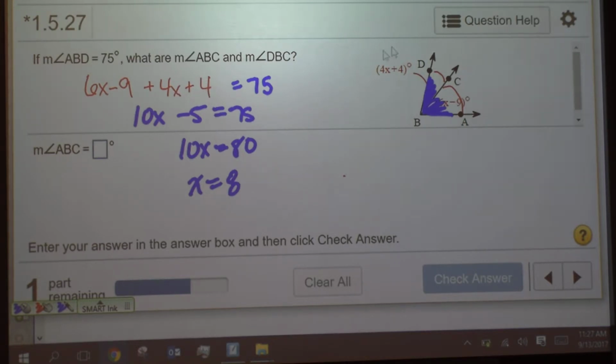Okay. The next thing they want to know is what is angle ABC. So make sure that measurement of angle ABC. So they want a number back. So we come find ABC, this angle over here, and we're going to just plug in 8 to that expression. So what's 6 times 8? 48 minus the 9, 39 degrees. Does that help?